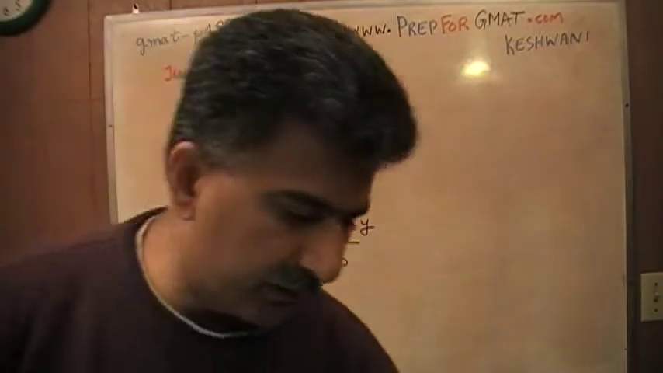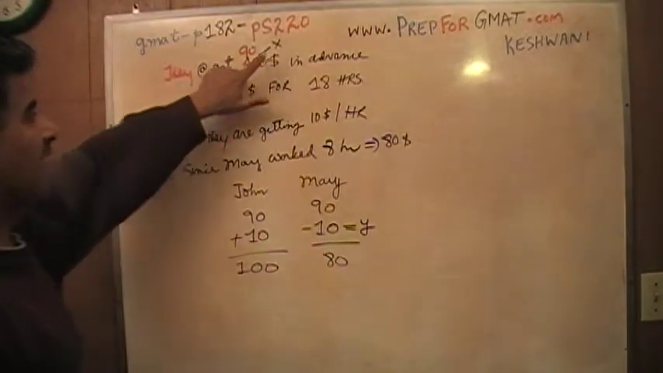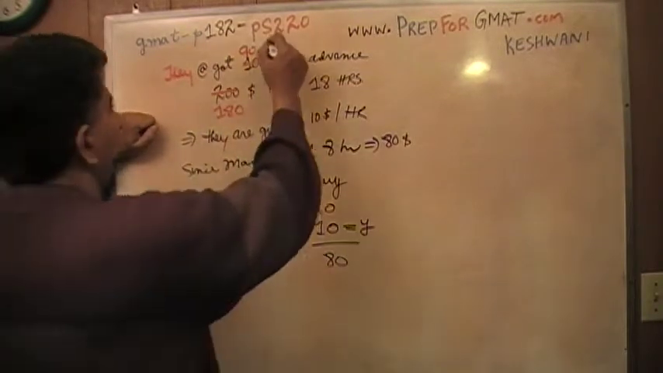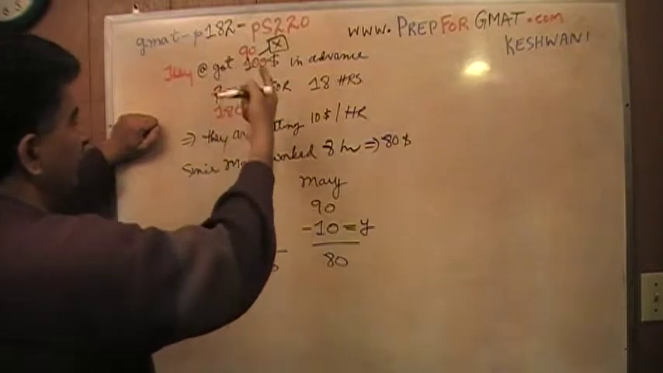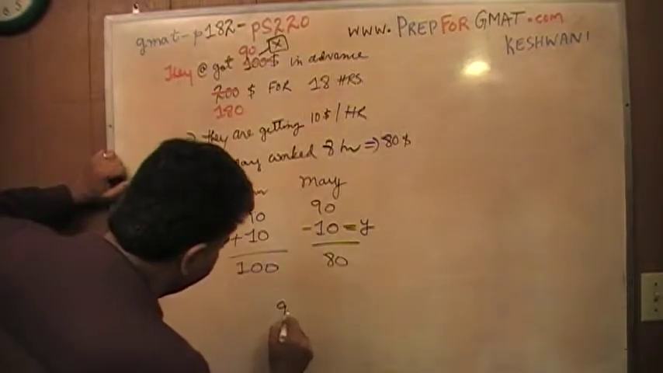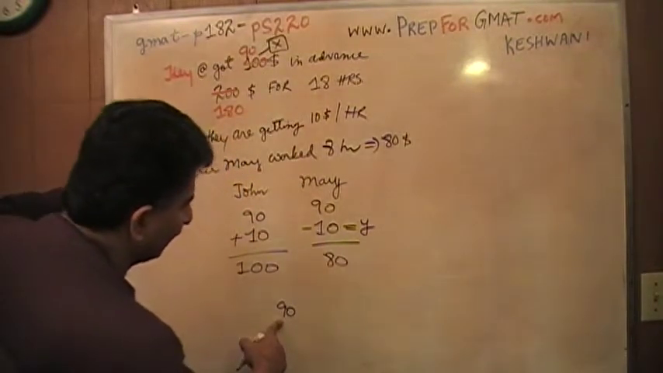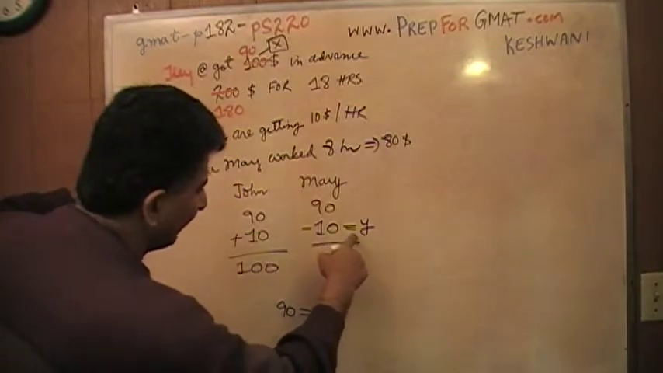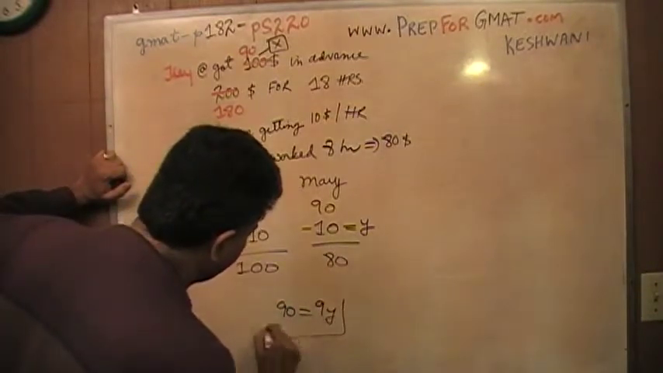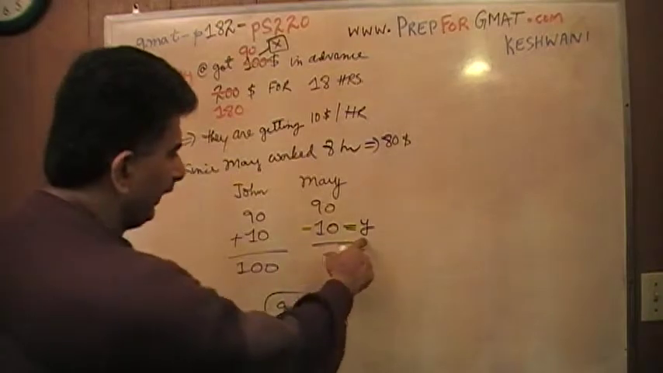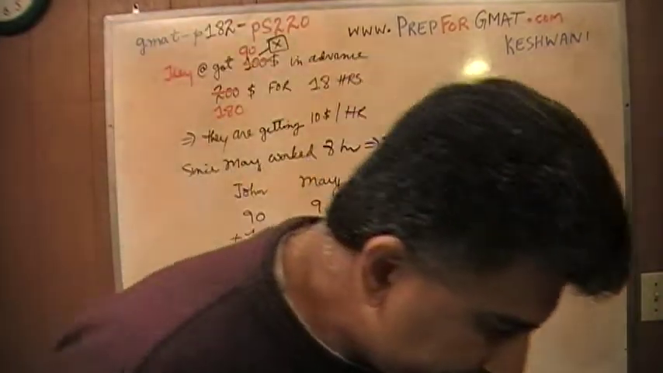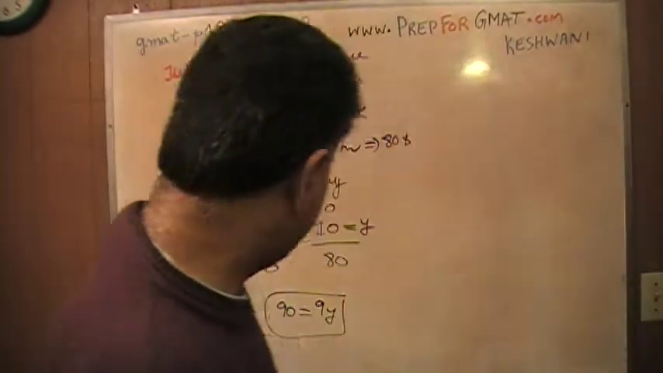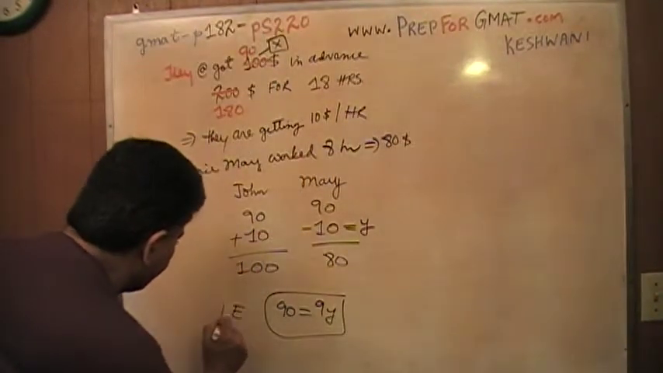Well, both John and Mary were paid X dollars in advance. This X dollars in the beginning, I assigned a value of $90. So the question simply is, what's the value of X? The answer is 90. Since we want it in terms of Y, and Y is 10, it's just 9 times Y. Because my Y happens to be 10. That's all, we're done. The answer is 9Y. The answer is E. That's it.